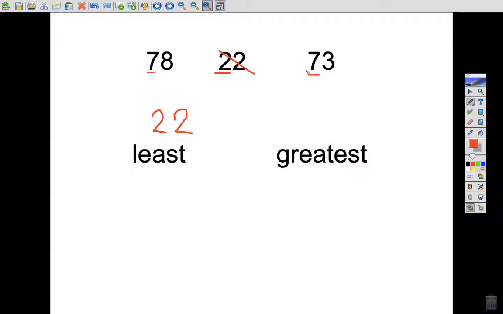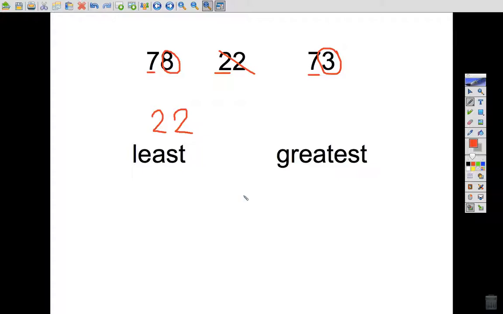I have 78 and 73, and what I'm noticing about these numbers is that they both have a 7 in the tens place. So instead of just looking at the tens place, I'm going to need to look at the ones place. So in the ones place, I have an 8 and a 3. If I'm starting with the smaller number, I want to look at which one has the smaller number in the ones place. Which one would that be?